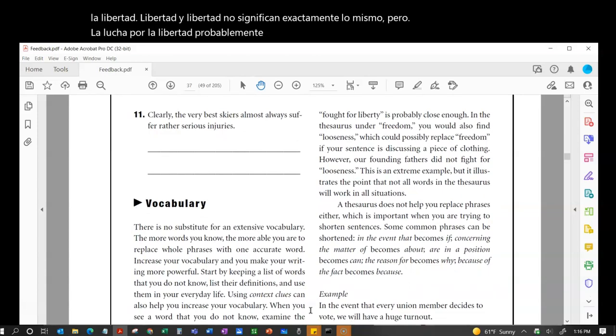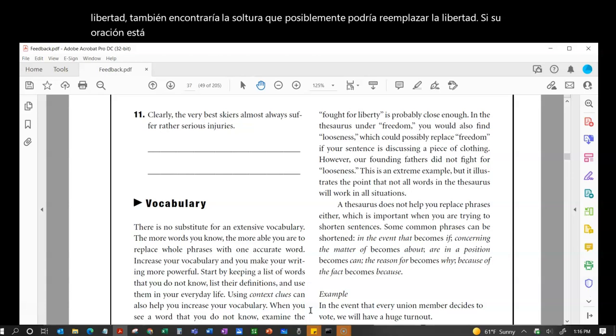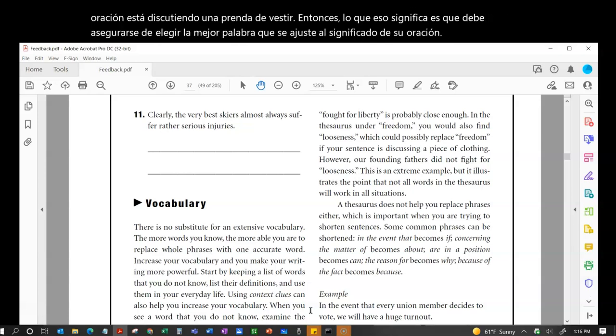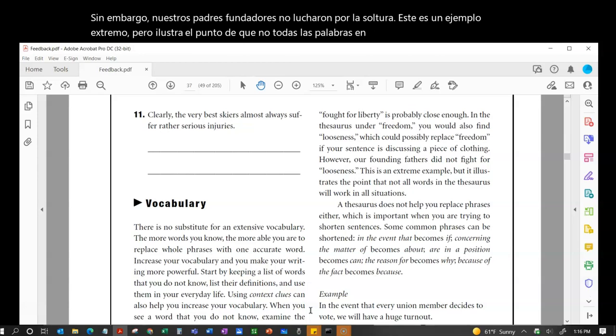In the thesaurus under freedom, you would also find looseness, which could possibly replace freedom if your sentence is discussing a piece of clothing. So what that means is you have to make sure you're choosing the best word that fits the meaning of your sentence. However, our founding fathers did not fight for looseness. This is an extreme example, but it illustrates the point that not all words in the thesaurus will work in all conditions or in all situations.